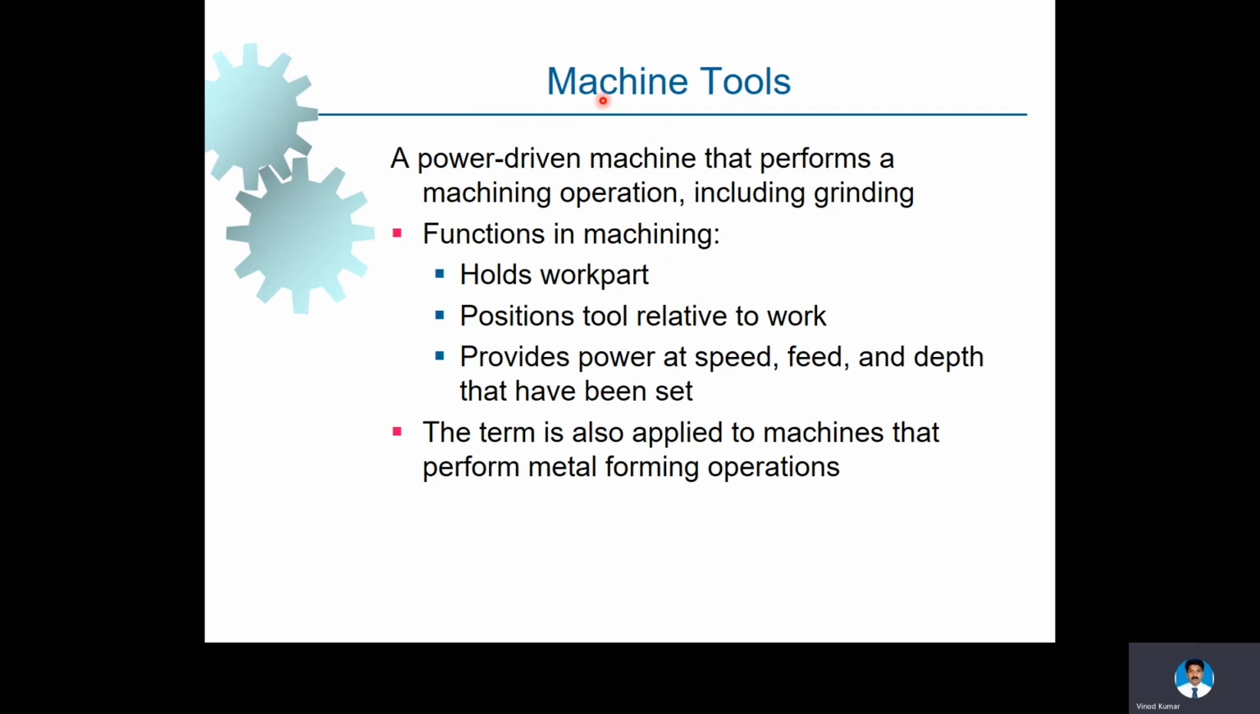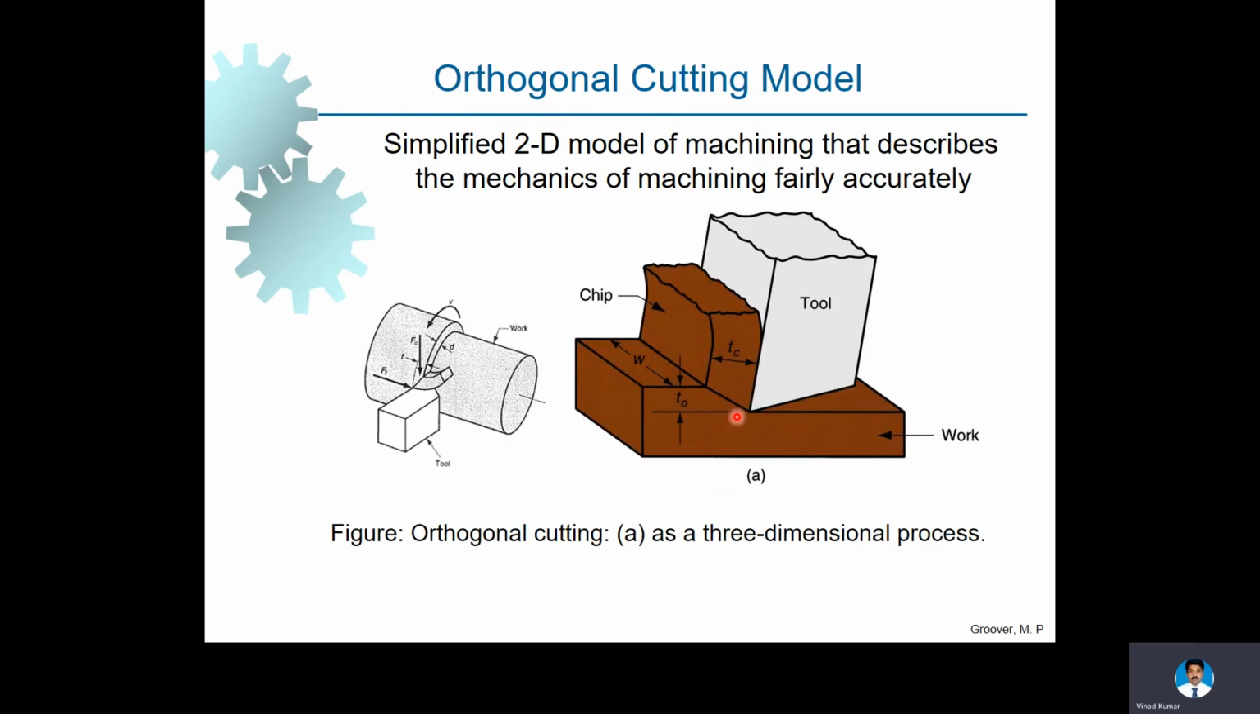Machine tools have several functions: they hold a work part, position the tool relative to the work part, and provide power at a speed, feed and depth of cut, etc. The term is also applied to machines that perform metal forming operations.